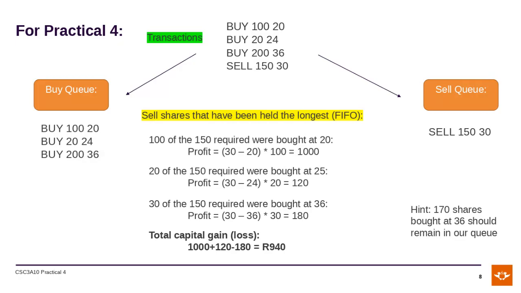Note, the remaining 170 shares should still remain in our buy queue because we haven't sold those yet. We cannot calculate the profit on those at all because we haven't sold them yet. If we were to try and calculate the profit right now, we'd have to use the current selling price, and that's not necessarily the price we're going to sell them at. So those should remain in our queue, or be returned into our queue, and then we deal with whatever sells come after that.